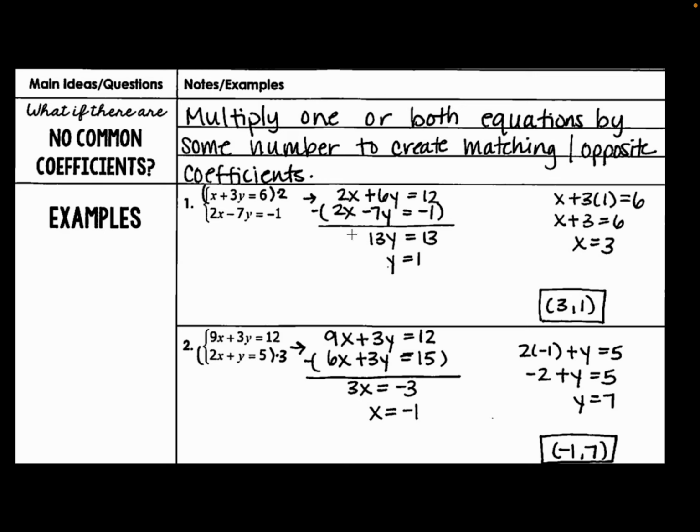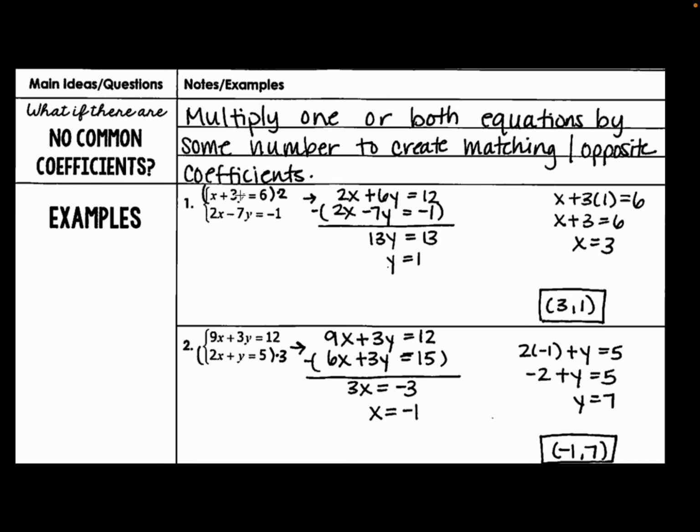2 minus 2 is 0. 0x, it goes away, right? 6 minus -7 is 13, and 12 minus -1 is 13. Be careful. Divide both sides by 13, you end up with y equals 1. And as we did before, anytime we know what one of the letters is, we can plug that back into either equation and figure out what the next one is.